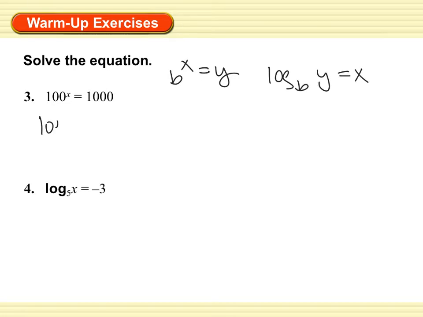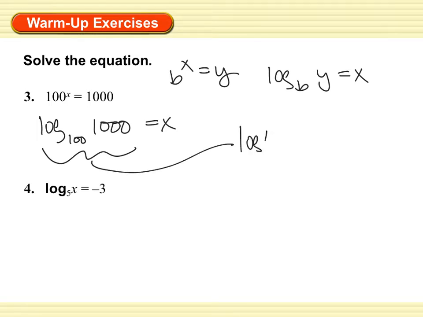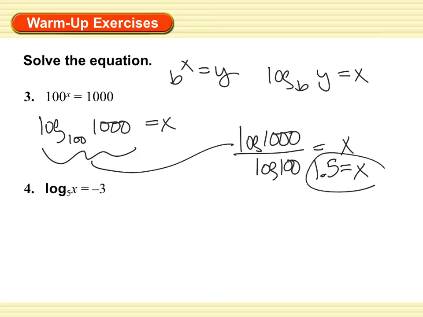So we're going to have log base 100 of 1000 equals x. Now this right here, I can simplify because it is the same as, we're going to change the base, okay? Log 1000 over log 100 equals x. Right there, in my handy dandy calculator, that's equal to 1.5.